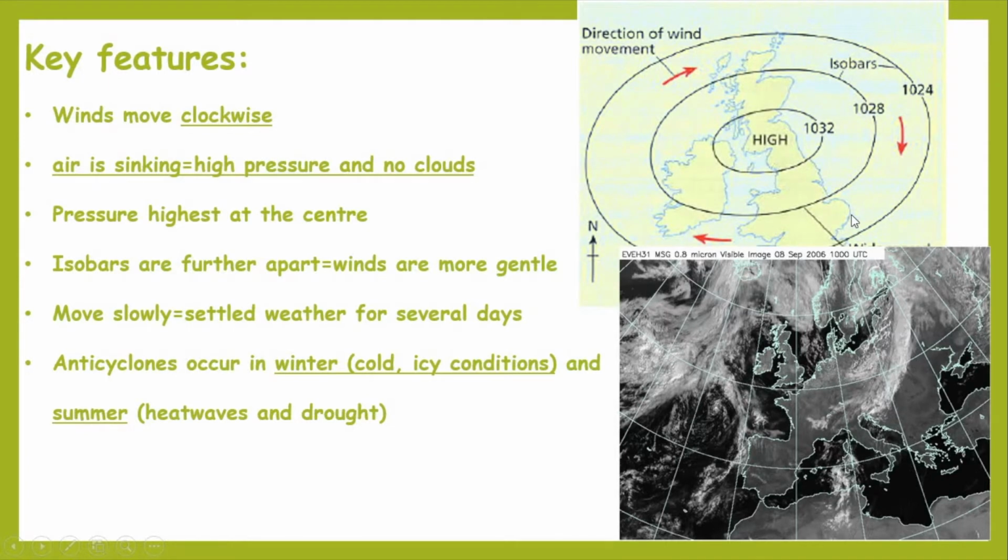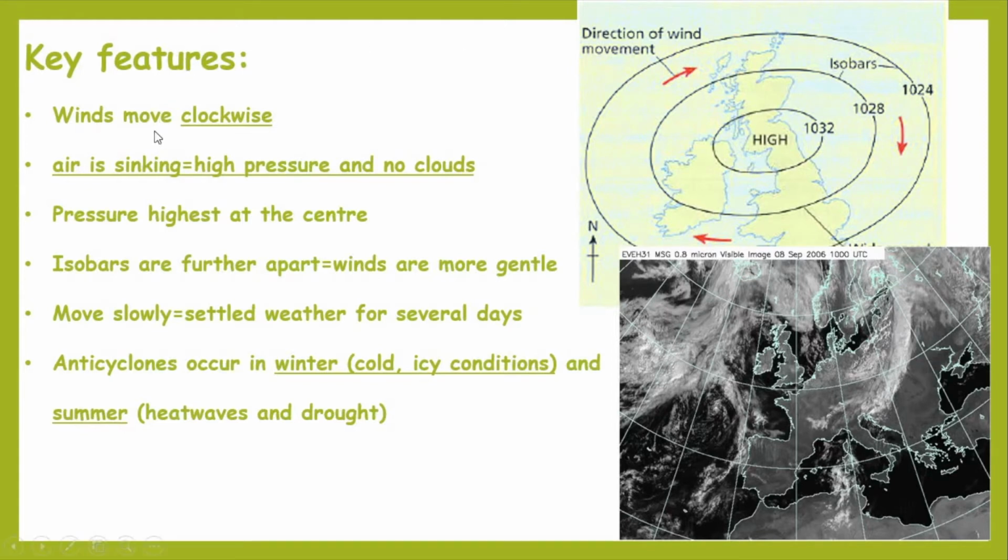Now, if you remember, in a depression, the winds spiraled anti-clockwise. If you look here, they spiral clockwise. The isobars that show the pressure and the wind speed, if you look, the numbers increase towards the centre. It's high pressure at the centre of an anticyclone, whereas in a depression it was low pressure at the centre. And the isobars are quite far apart. There is wind sometimes in an anticyclone, but the speed is far, far lower. The conditions are much more settled than in a depression. So the isobars are farther apart.